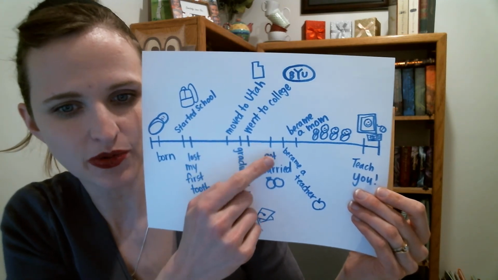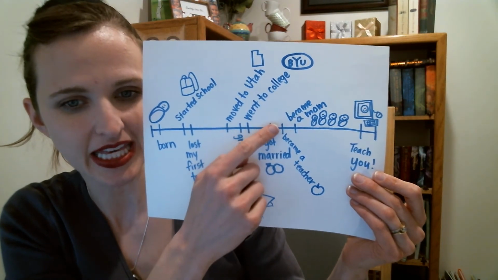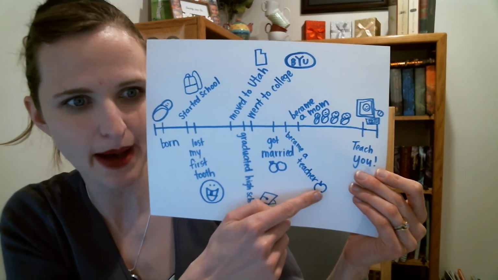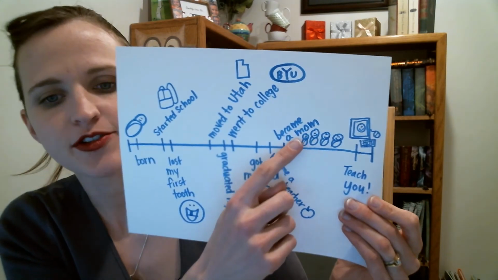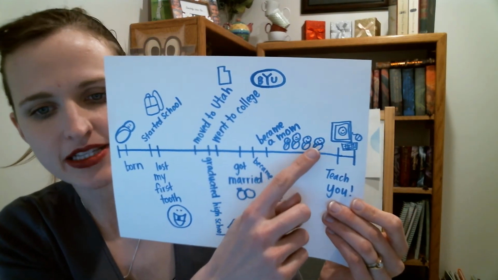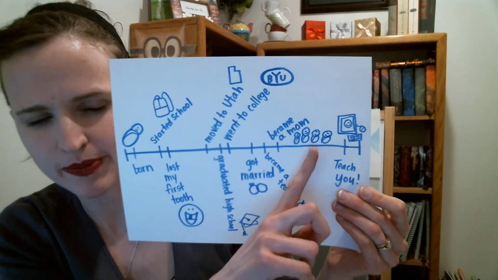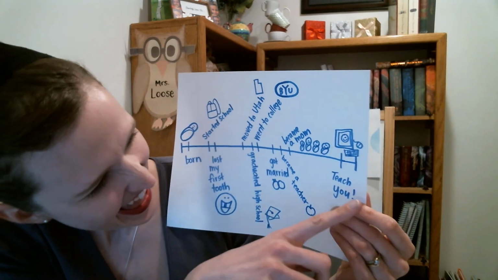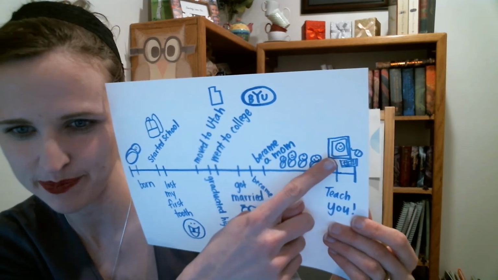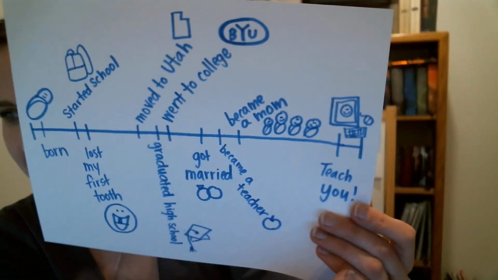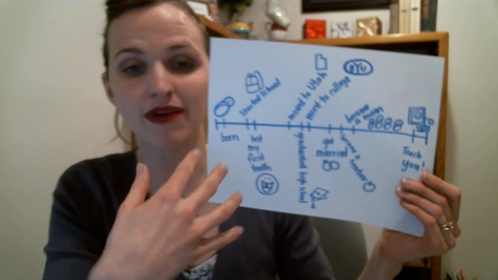Then I was at college for a while. I got married. So I drew some rings. Then I became a teacher. So I drew an apple to represent being a teacher. And then I became a mom. I drew a couple babies. I actually have 5 kids, but there's only 4 babies on here. And then I drew a line right here, and it says, teach you. And I drew a picture of my computer, because that's how I teach you. So here's a timeline of my life.